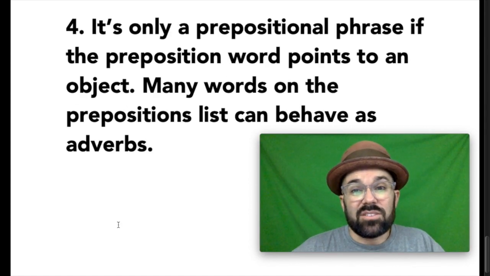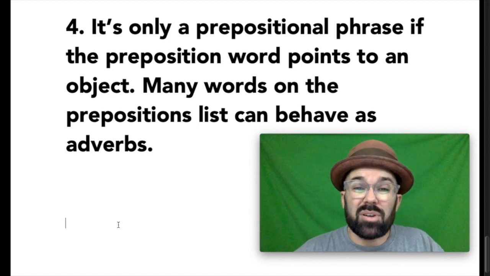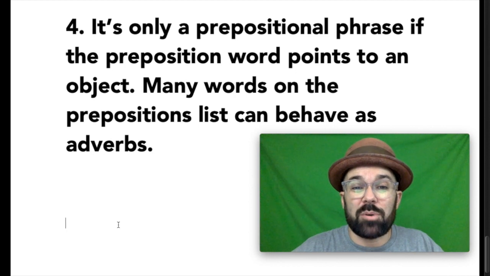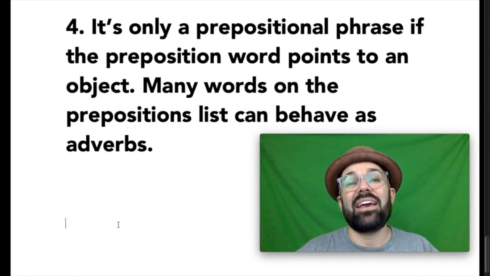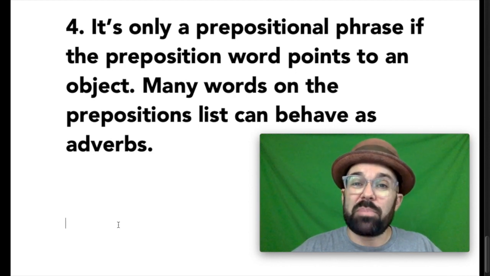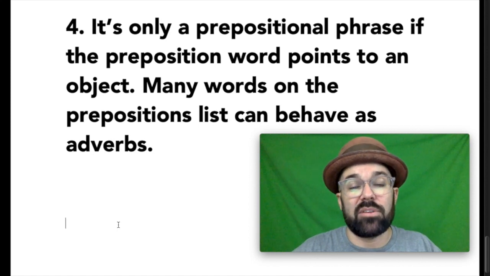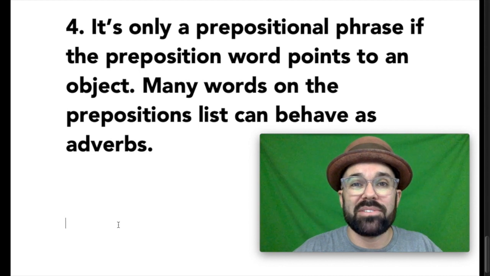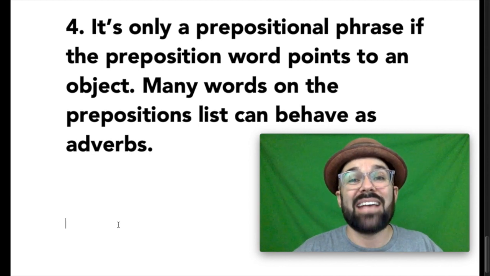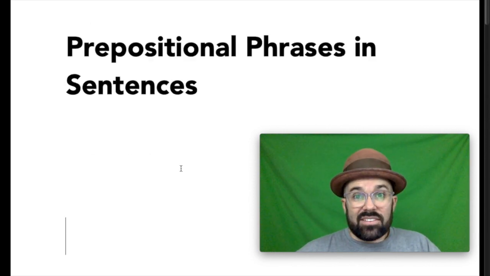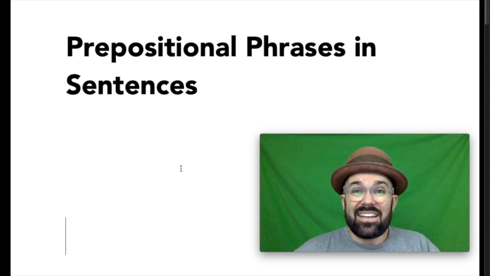And lastly, it's only a prepositional phrase if the preposition word points to an object. Many words on the prepositions list can behave as adverbs. So just because it's on the preposition list doesn't mean it's actually behaving as a preposition. It must have an object of the preposition that it points to. Many of the words on that preposition list can also behave as adverbs, modifying a verb. And that's it. This is the conclusion of prepositional phrases in sentences.